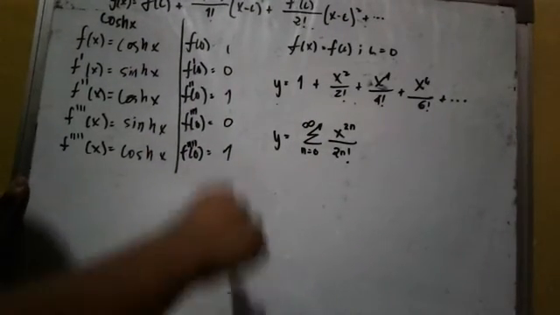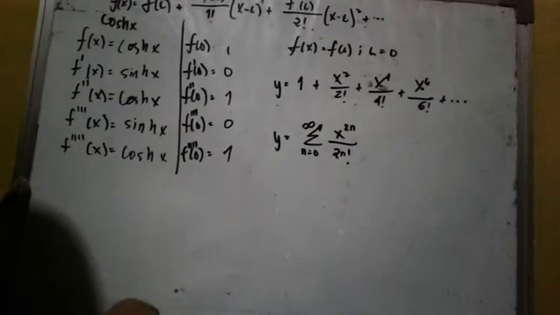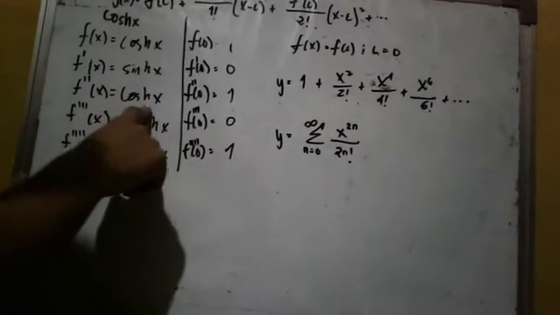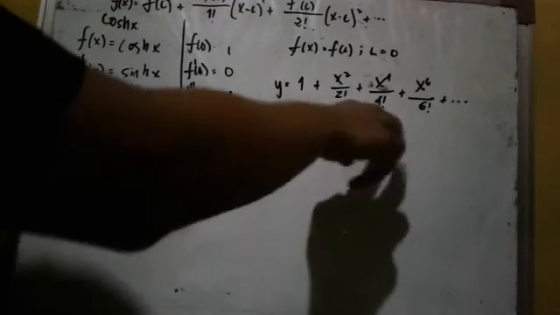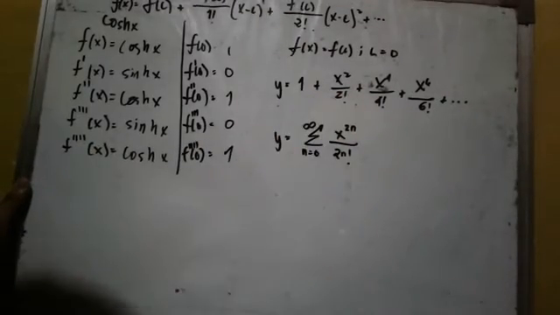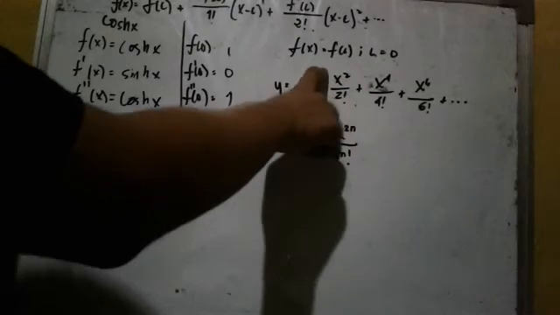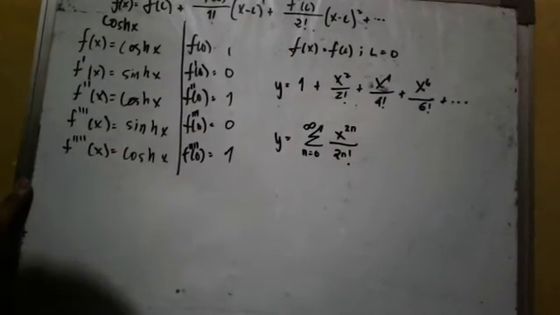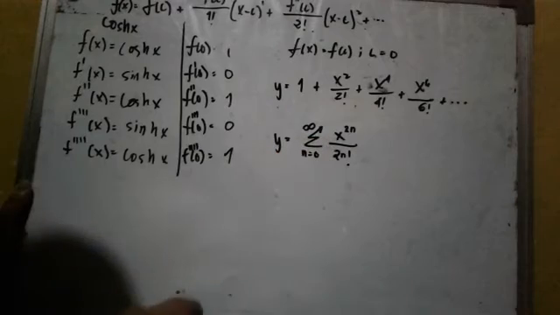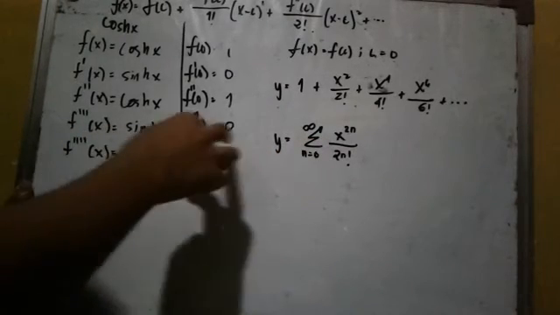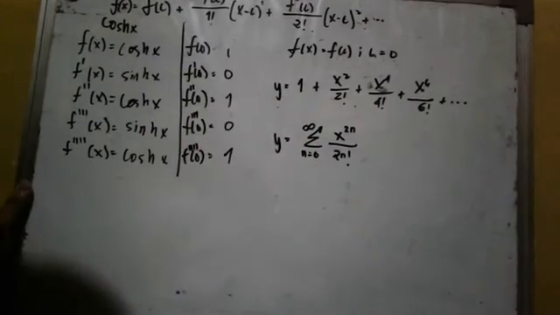And the third one is the second derivative, cosh equals 1, so substitute 1, times x minus 0 raised to 2, which will be just x squared over 2 factorial. And the next one is the sinh, so 0 again, we will just cancel.